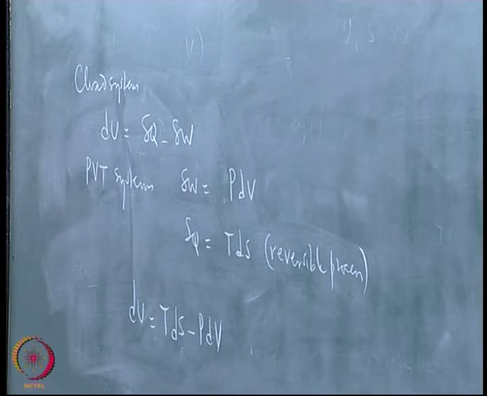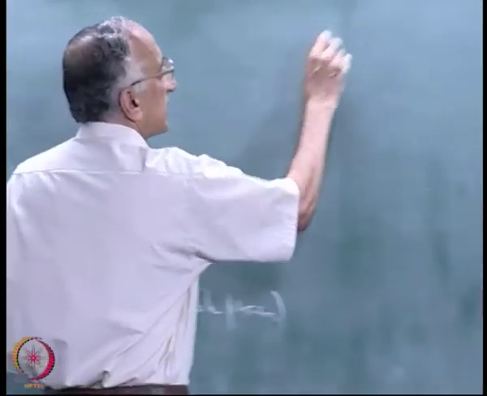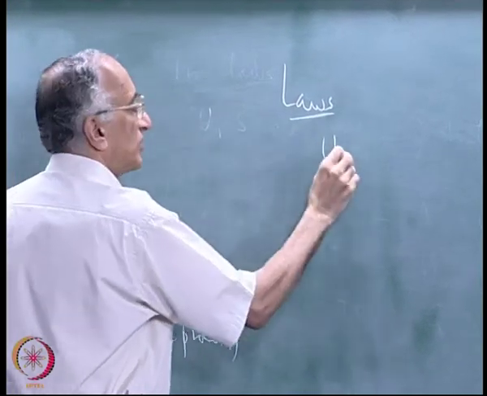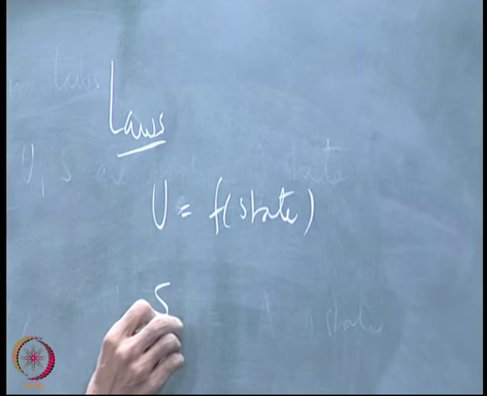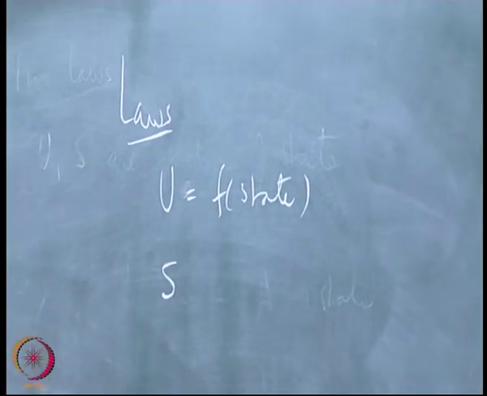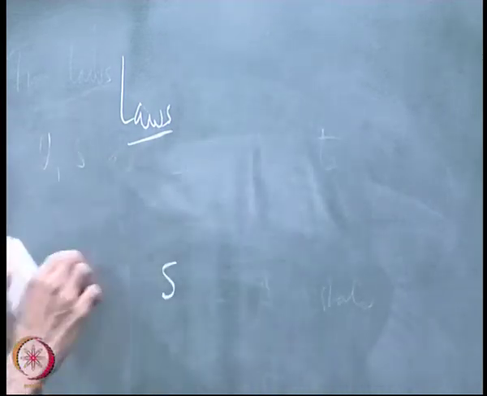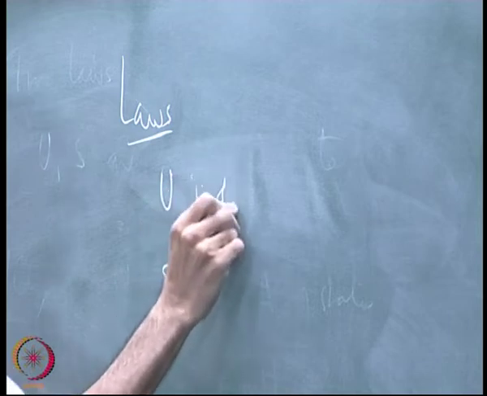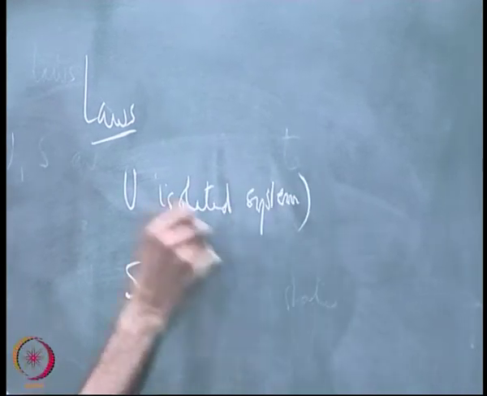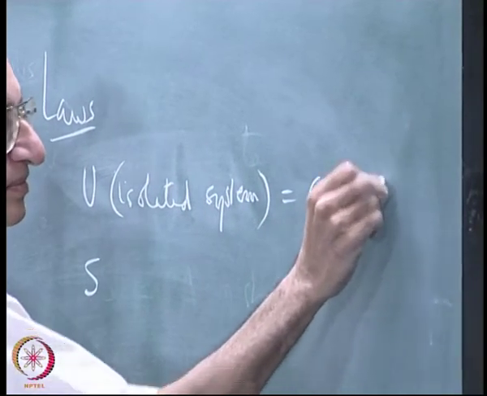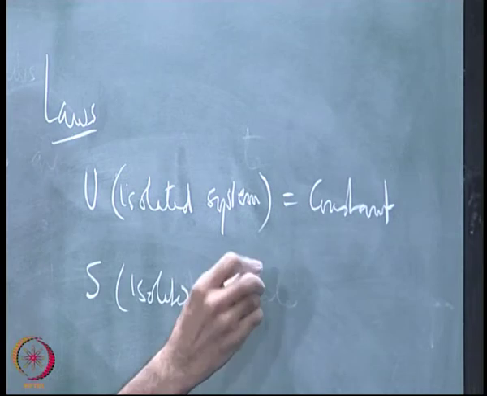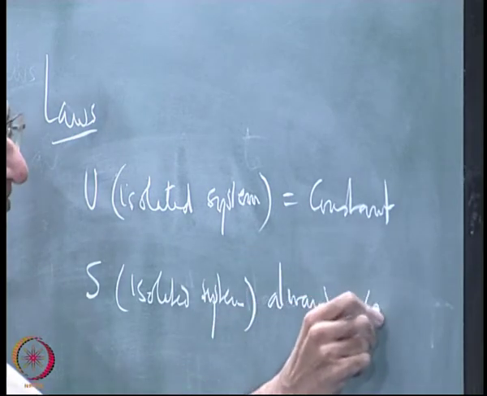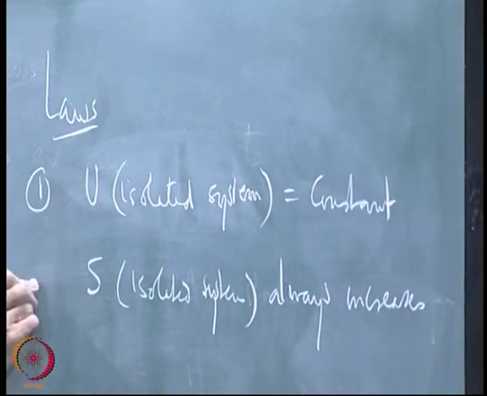This is actually the combined form of the two laws. The laws can be stated very simply. While I said U and S are functions of state, the laws are simply stated like this. You say U is a function of state, that is all, and then you say, sorry, U of an isolated system is equal to constant, and S for an isolated system always increases. These are actually the statement of the two laws as far as we are concerned.